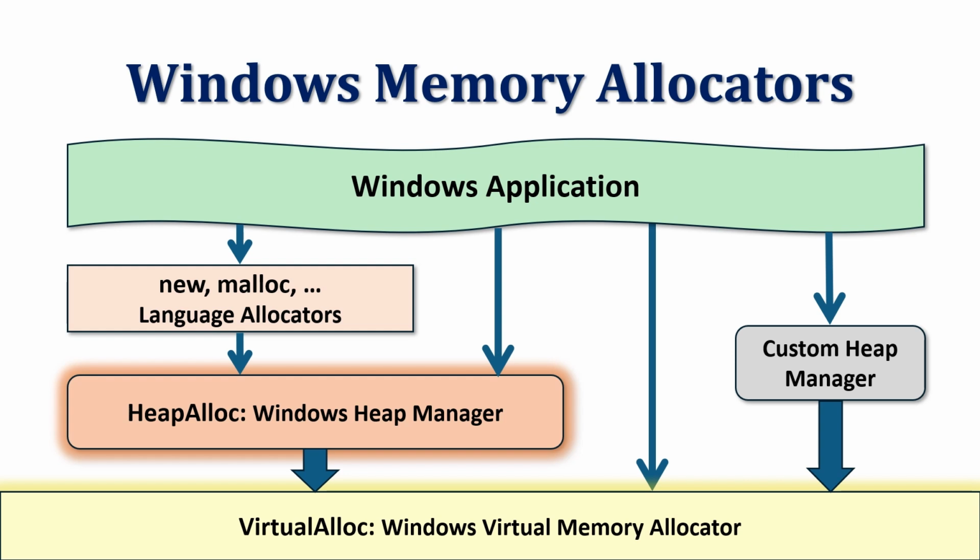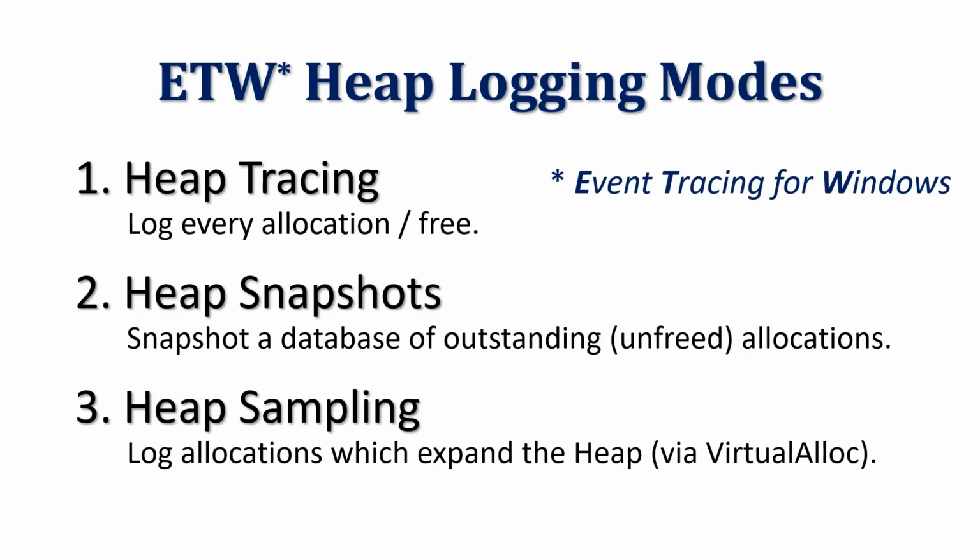ETW is Event Tracing for Windows. Today we'll go over the three different ways to track Windows Heap memory allocations using ETW. The first is heap tracing, where you log every allocation and free. The second is heap snapshots, where Windows keeps a database of unfreed allocations. And the third is heap sampling, where you log only allocations which expand the Windows heap.